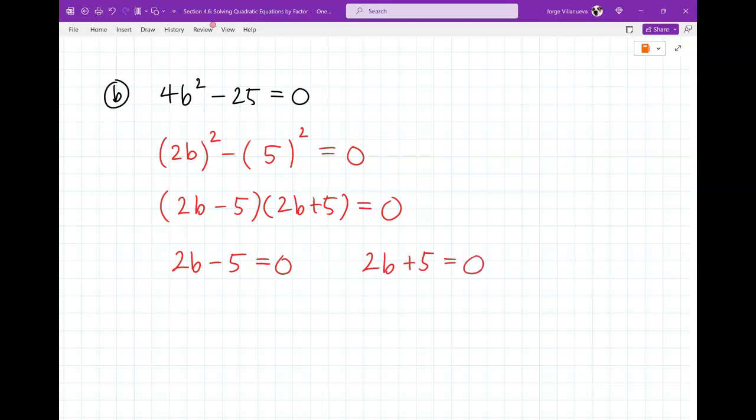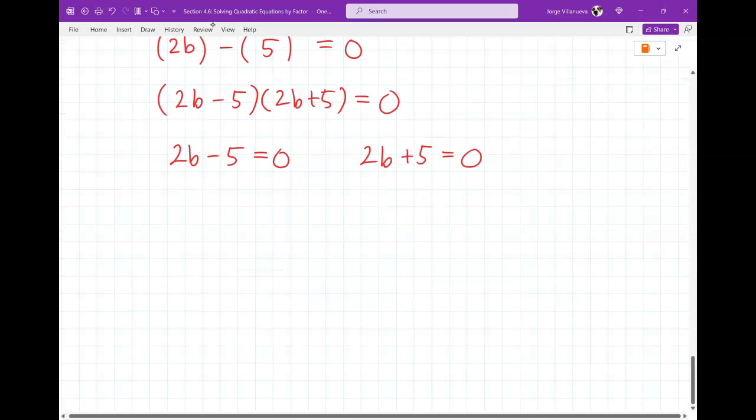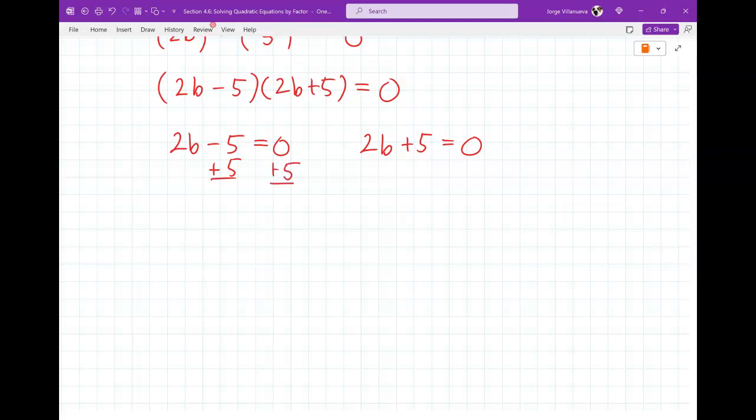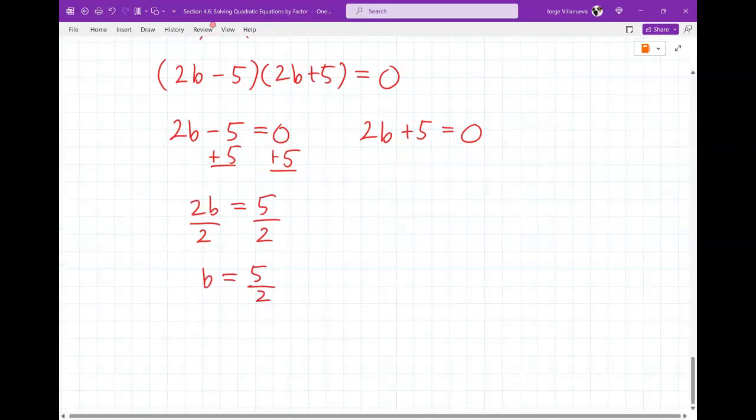Are these both the same? No, they're a little different, right? One is a minus, one is a plus. Okay? So let me go ahead and solve each one. I'm going to start with the left side. Let's add 5 to both sides. And I get 2b is equal to 5. And then I'll divide by 2. So b is 5 halves. There's my first answer. Now I need the next answer.